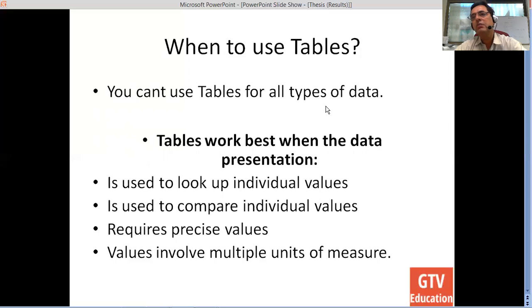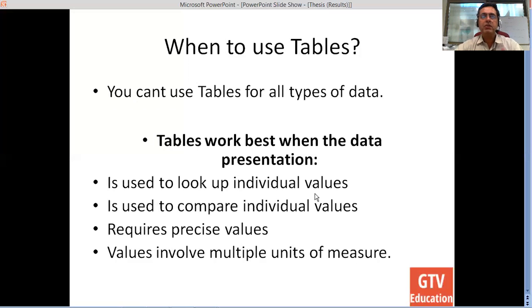It is very important to know where the table can be used, and for what kind of data. Tables work best when the data presentation is used to look up individual values. If you're looking up individual values, then you can put your data in the form of a table, and that would make the job of the reader very easy in understanding those individual values. It is also used to compare individual values. Comparison is easy when you give your data as a table. So if you intend to compare different values in your experiments, again, the table can be a good option.